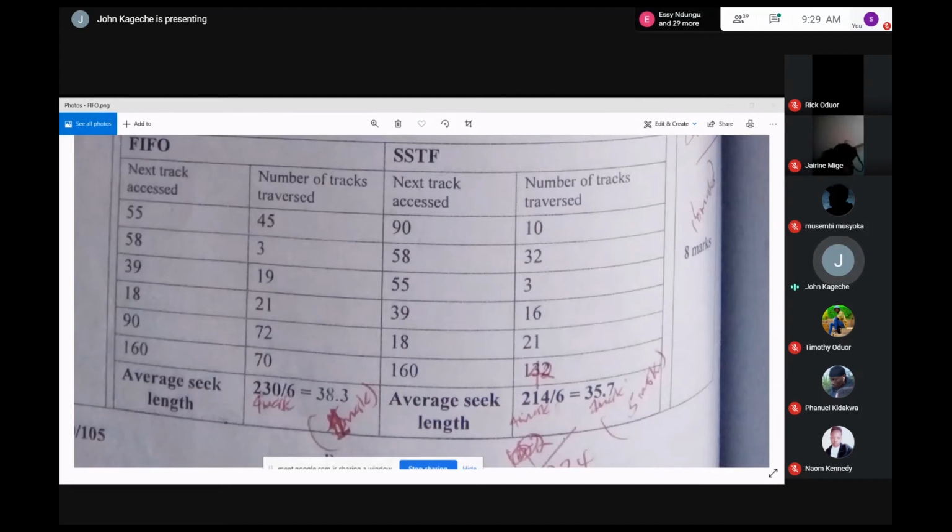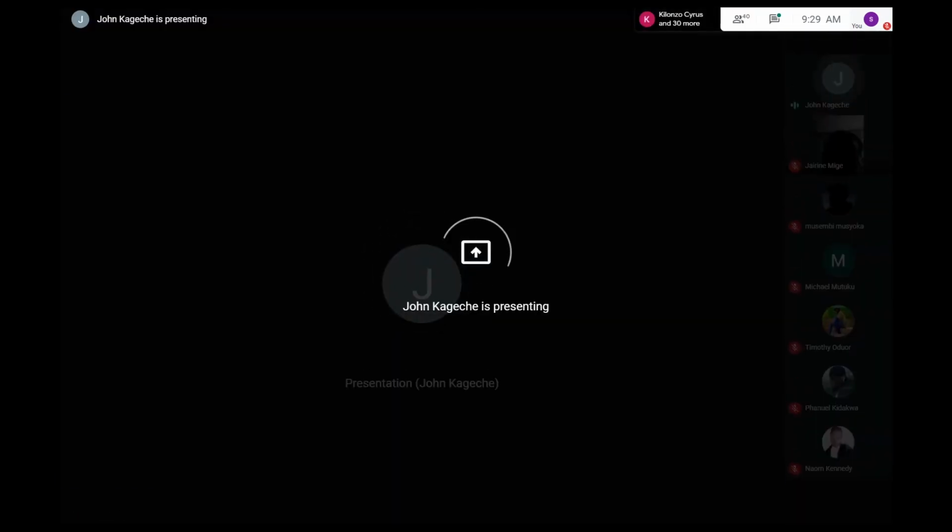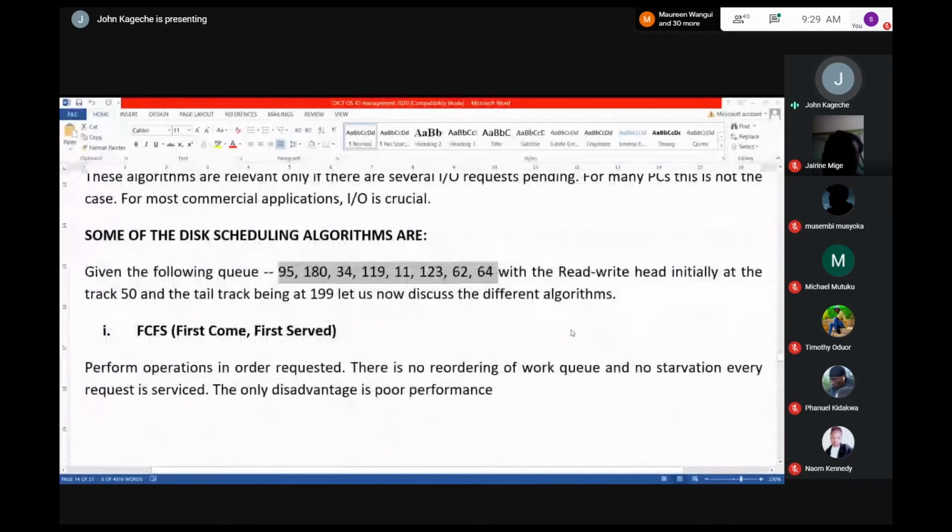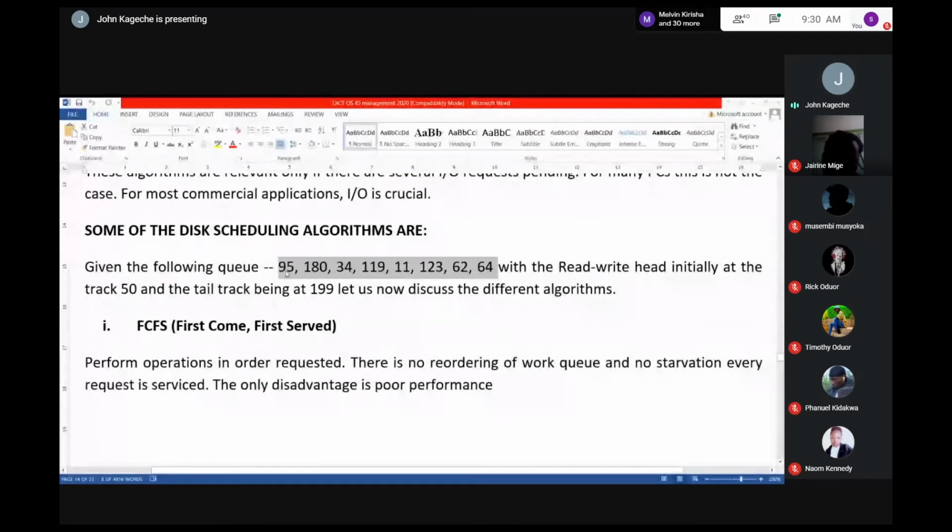Now, what normally happens with what you're referring to as first come, first served, I can stop sharing this for a moment. Then I take you back to the notes that we will be going through. I'm trying to use the example that I've already given here. This is the queue: 95, 180, 34, 119, 11, 123, 160, 162, and then 64.